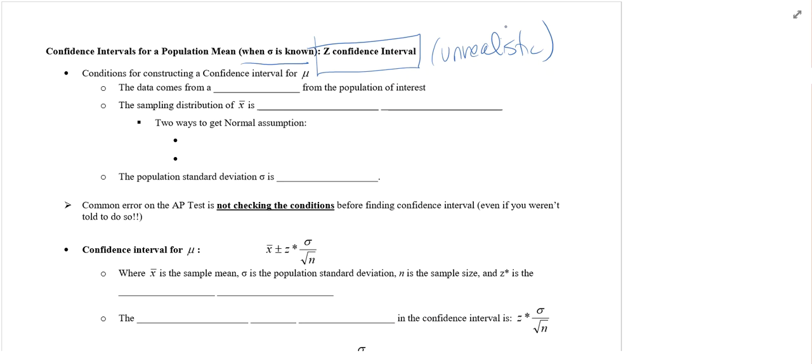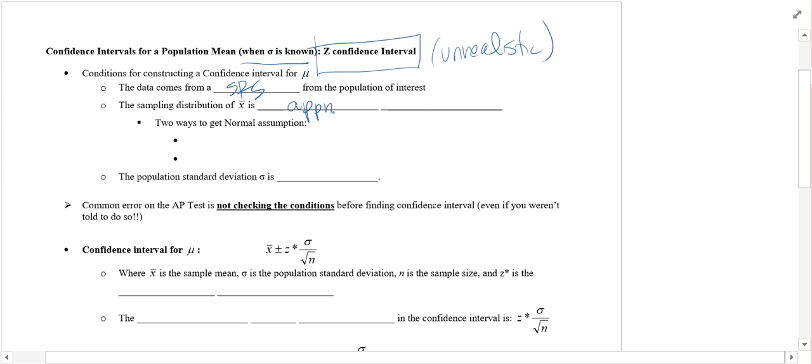Okay. So conditions for constructing a confidence interval for a mean. The data must come from a simple random sample from the population of interest. Okay. The sampling distribution of X bar is approximately normal.